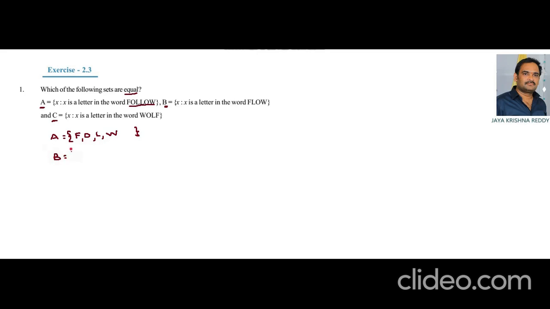And next, set B equals the letters in the word flow. So the letters from that word are F, L, O and W. And the next, set C equals the letters in the word wolf. So W, O, L and F. If you observe, the elements of these three sets are equal: F, O, L, W. Order may be different in the sets, but the elements are the same. So we can say that the three sets are equal and we can write A equal to B equal to C.